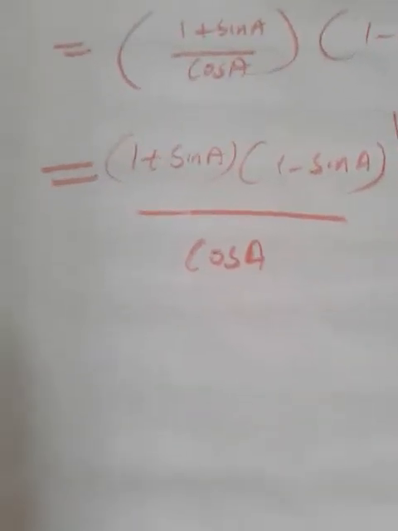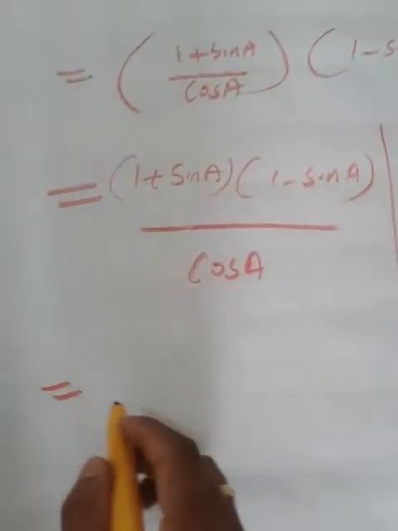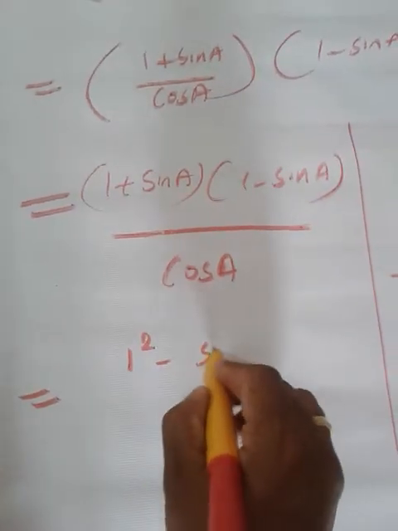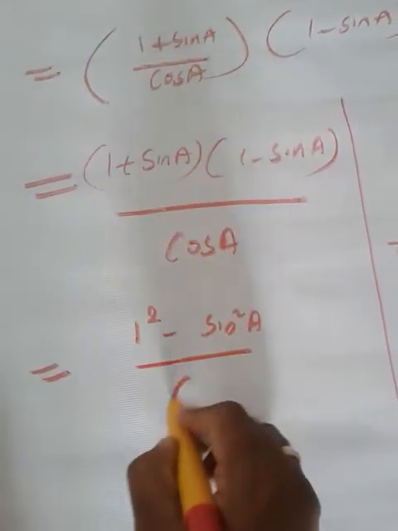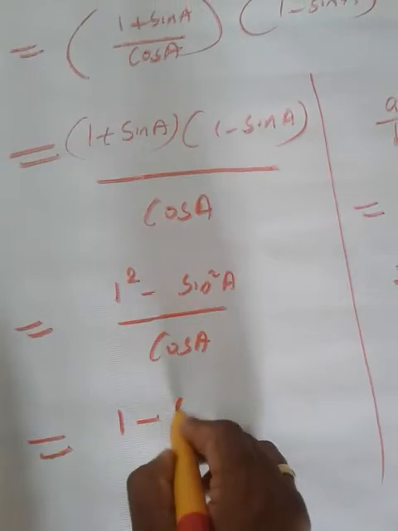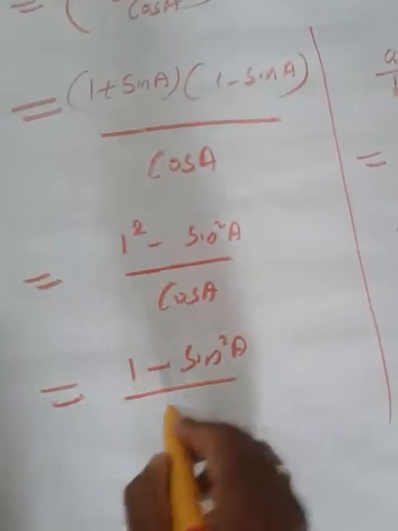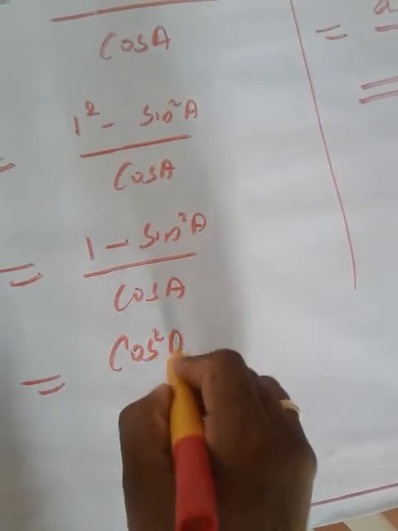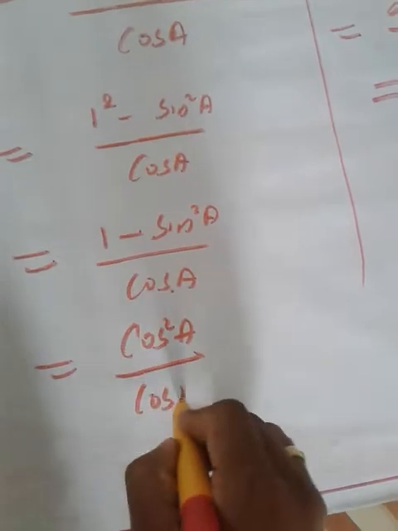Okay, and now see the numerator, it came in the form (a plus b) into (a minus b). What is (a plus b) into (a minus b)? A square minus b square. That means 1 square minus sin square a divided by cos a. See, what is 1 square? 1, no? 1 minus sin square a as it is by cos a. Who can say what is 1 minus sin square a? 1 minus sin square a is cos square a by cos a as it is.